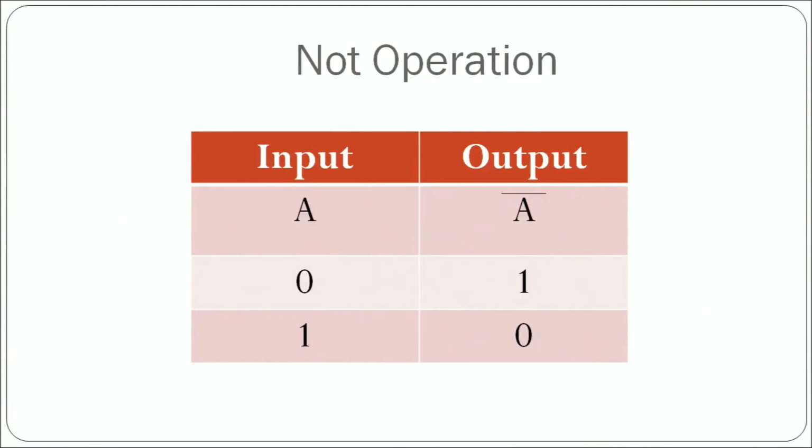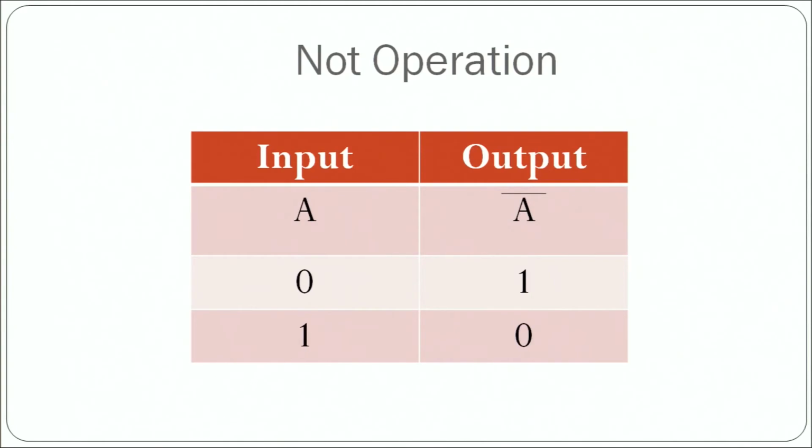The next we have the NOT gate. NOT operation is simple. If the input is 0, output is not 0. If it is not 0, what would it be? It would be 1, because there are only 2 digits in the binary number system. If the input is 1, the output would be not 1, which is 0.